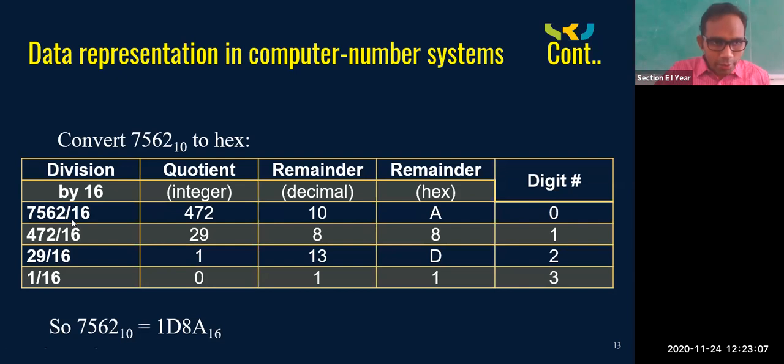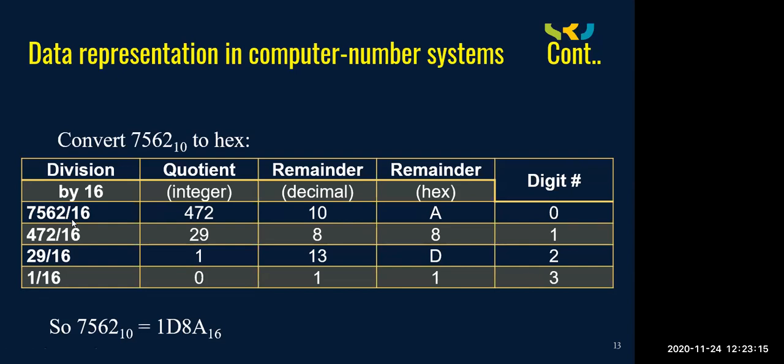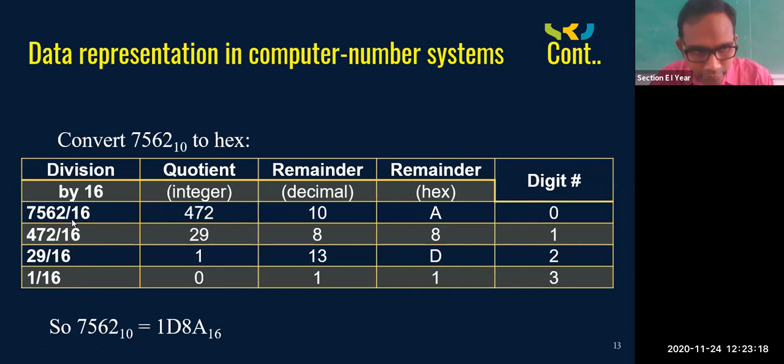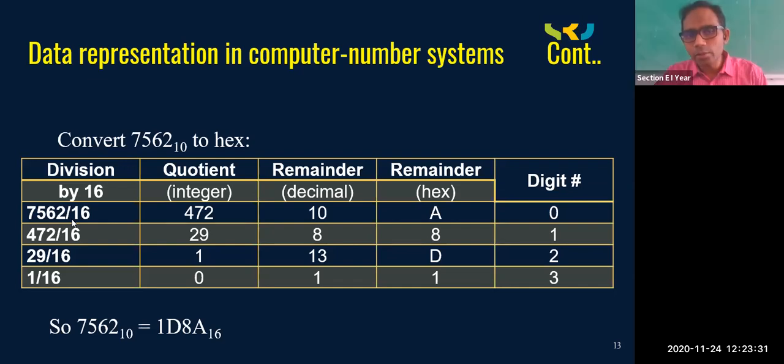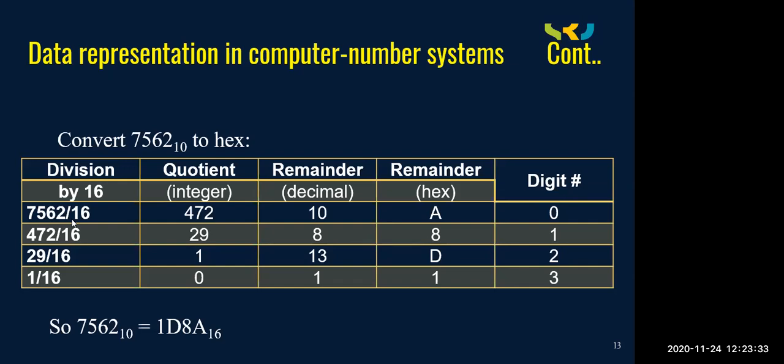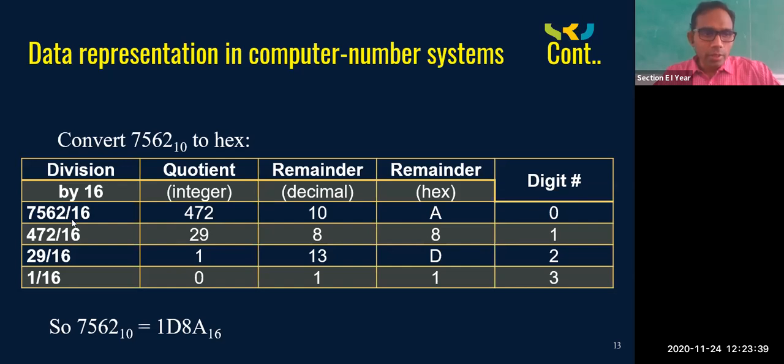Then take this 472, divide it with again 16. You are going to get the quotient as 29 and remainder as 8. Is that clear? Then you are going to write 8 as it is. Then take this 29 and divide it with 16. You are going to get 16 ones are 16 and the remainder is 13. 13 is equal to D. That's why you are writing here D. Then divide this 1 with 16. 16 zeros are 0. Remainder is 1. Once you get 0, you need to stop here.